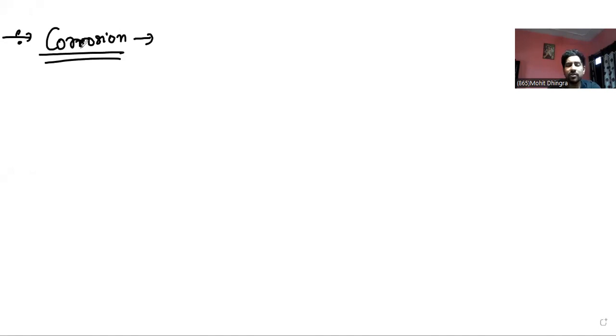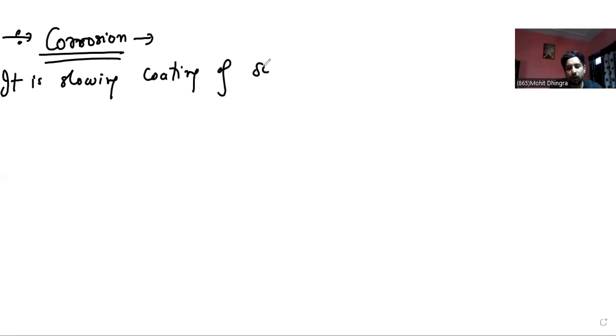See, what is corrosion? Corrosion is the slow coating of any metal surface with its oxides. For example, we commonly see rusting of iron. Iron is getting rust, right? That is because of the formation of the oxide layer over the iron. So what is corrosion? It is the slow coating of the surface with oxides or other salts.